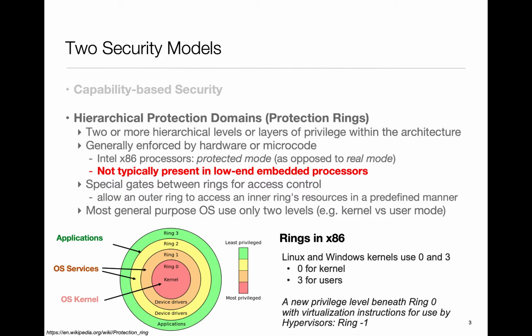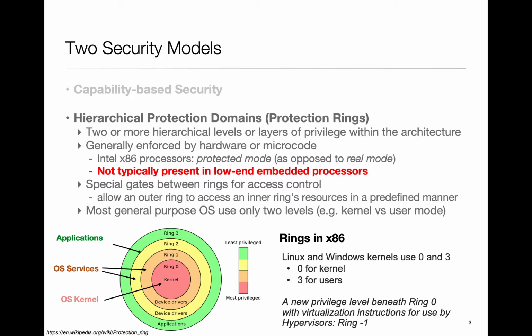The second type of security model that I want to discuss was the hierarchical protection domains, or the protection rings. These typically consist of two or more hierarchical levels or layers of privilege within an architecture, and they're generally enforced by hardware or microcode. So Intel x86 processors introduced protected mode in 1982 as opposed to real mode, because this enabled virtualization of memory and allowed you to essentially enforce these mechanisms virtually.